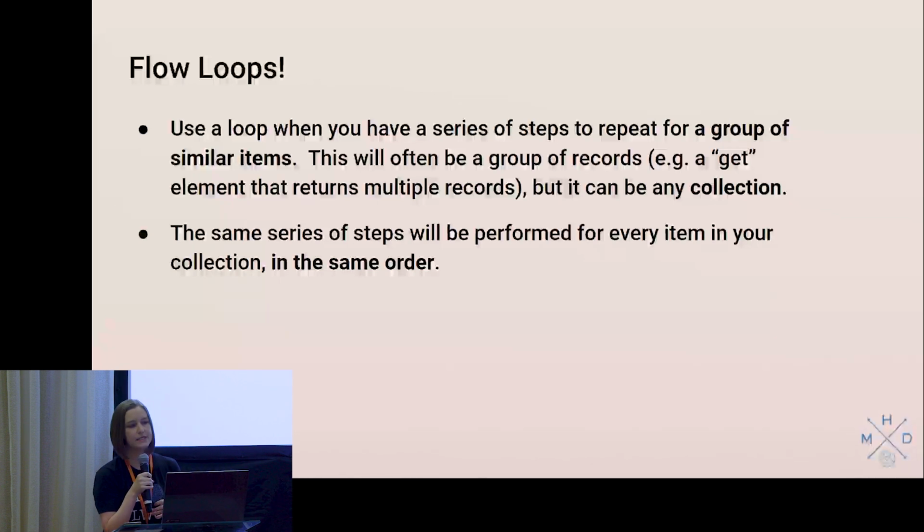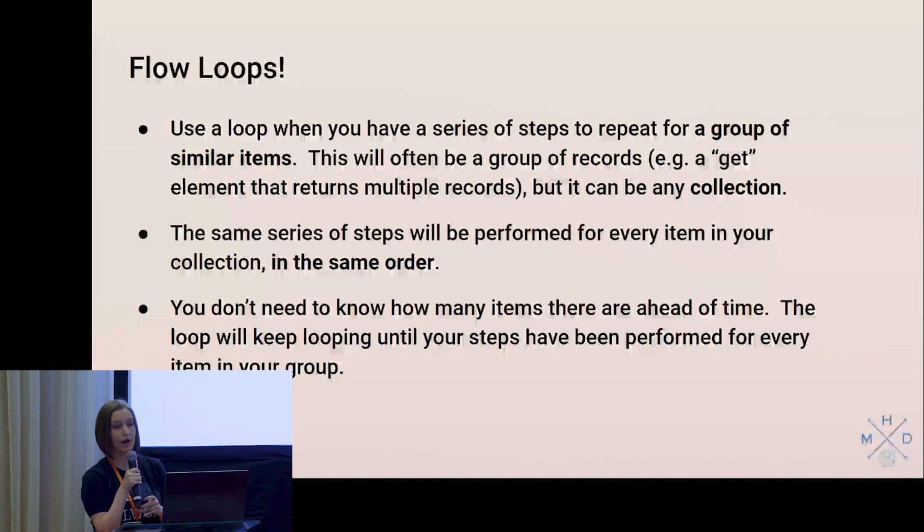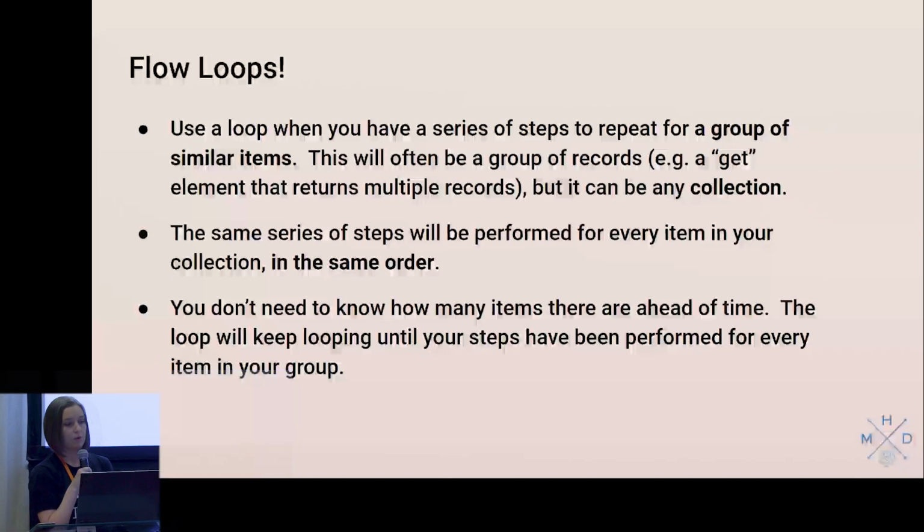With a loop, the same series of steps will be performed for each item in your collection in the same order. So the loop will always go step A, B, C, over and over again until it's gone through all of the items in your collection. One really nice thing about loops is you don't need to know how many items there are ahead of time. Your loop will just keep looping until your steps have been performed for every item in your group. So your loop will work just as well for one item as it will for 50 items. It doesn't matter. It'll just keep going until it's gone through all of them.